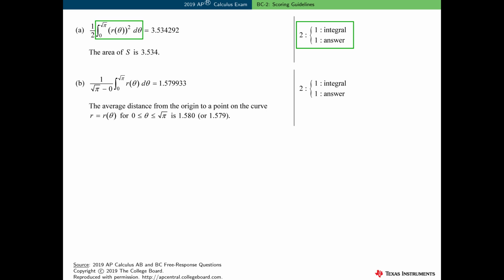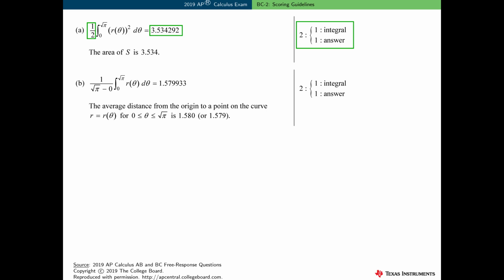The first point was for writing a correct integral that can be used to find the area of the region S. Now this includes the bounds 0 and the square root of pi, but does not include the constant or the coefficient in front, 1/2.